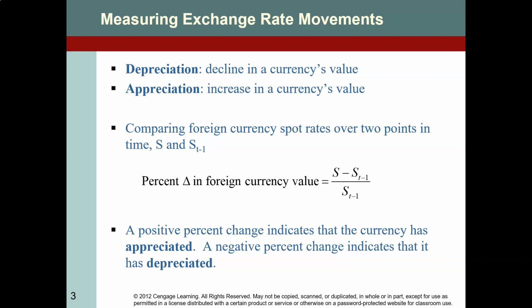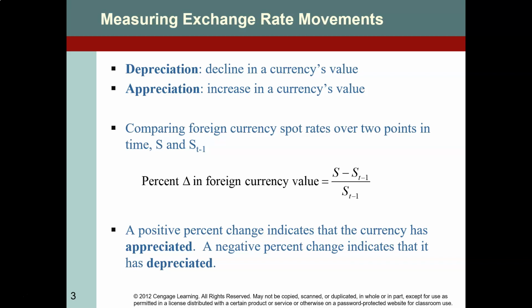The percent delta or percentage change in foreign currency value could be calculated as spot exchange rate S minus the spot exchange rate 1 period ahead, S at T minus 1, divided by S at T minus 1, the spot rate 1 period ahead.